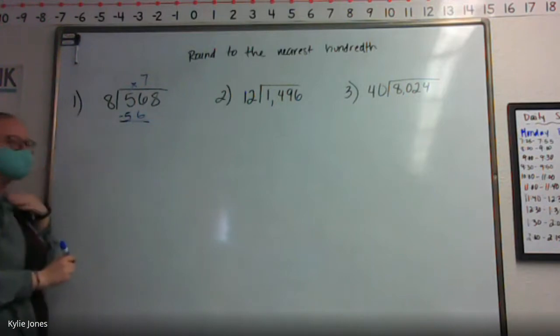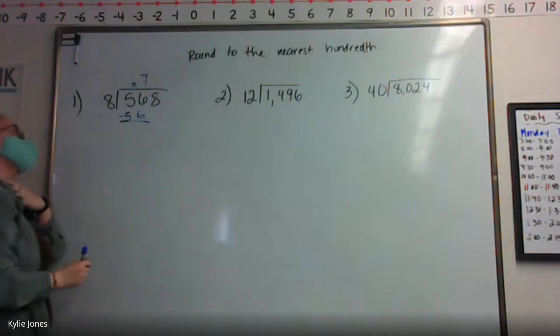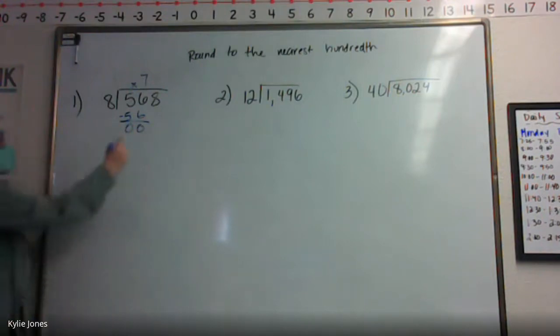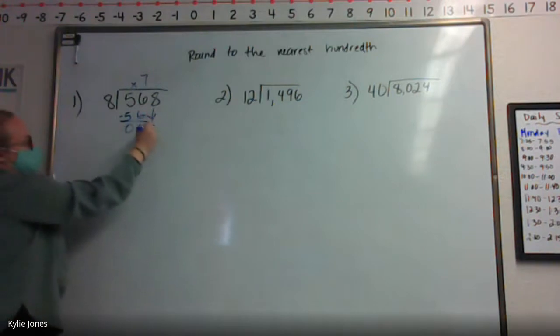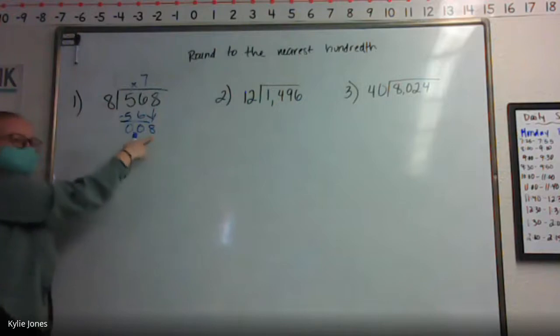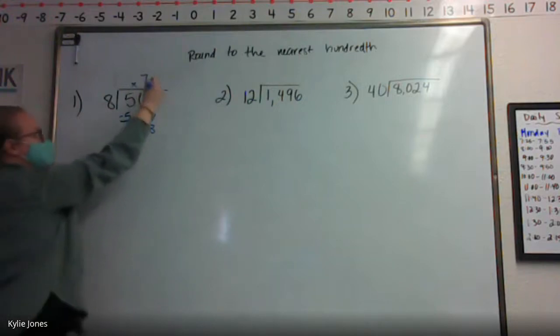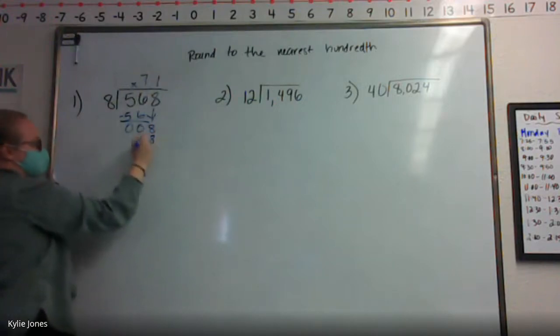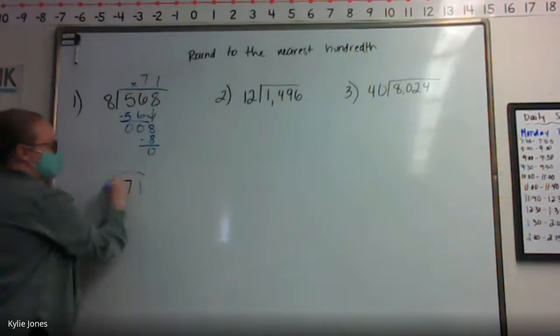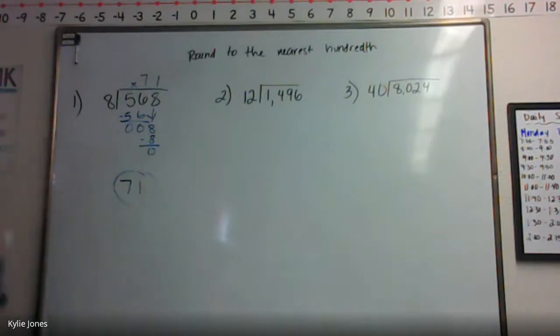We have to subtract first, you get 0. Now you drop down your 8. Does 8 go into 8? How many times? Where does the 1 go? Up top. Once you end up with a 0 at the end, you're done. So the answer to number 1 is 71. Simple division like we've been doing, right?